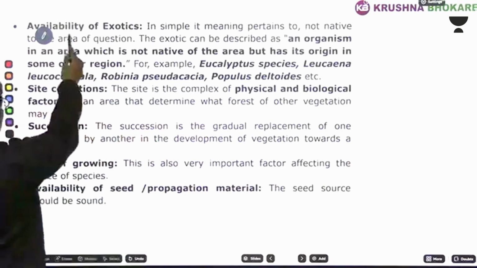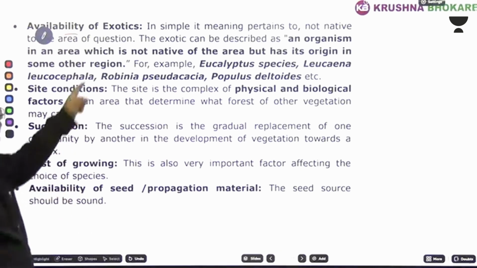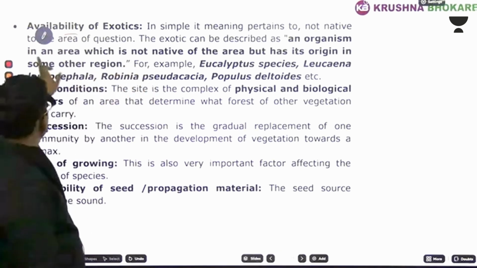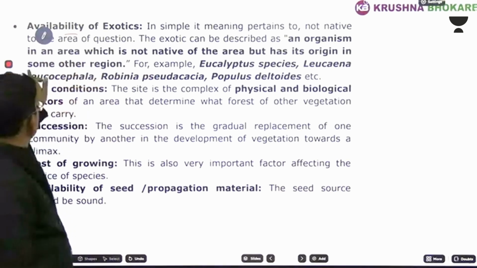Next, look, availability of exotic. In simple terms, it means that it pertains to something not native to the area in question or the area of site selection. Exotic can be described as an organism in an area which is not native to that area, but is the origin of some other region.